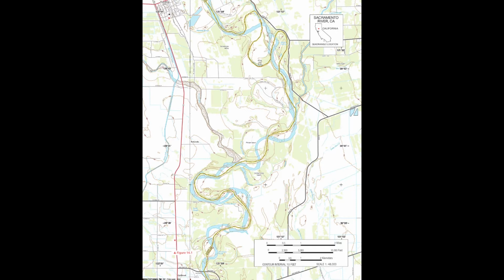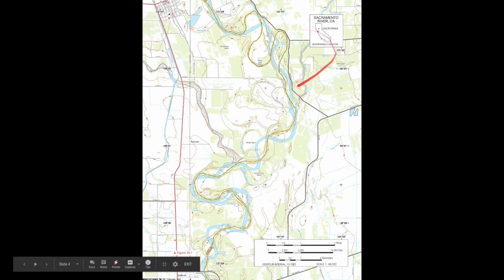So here's the first map, figure 14.1. We're going down the Sacramento River. The yellow line is the county boundary. The blue line is the Sacramento River. Here's Dunning Slough up here, and here's Ord Ferry Road down here.